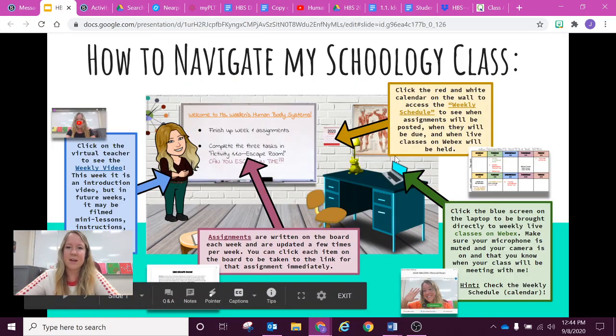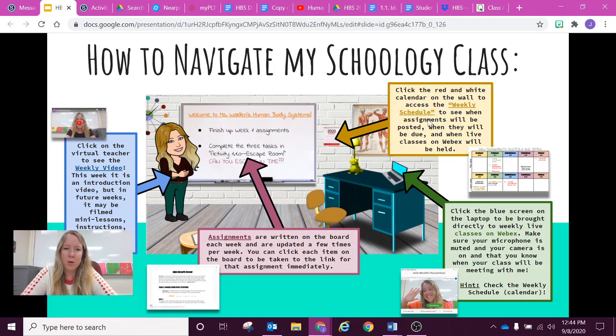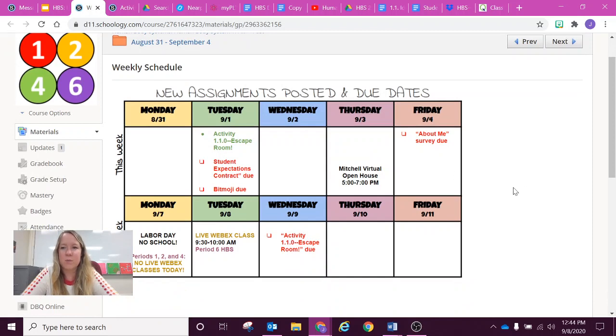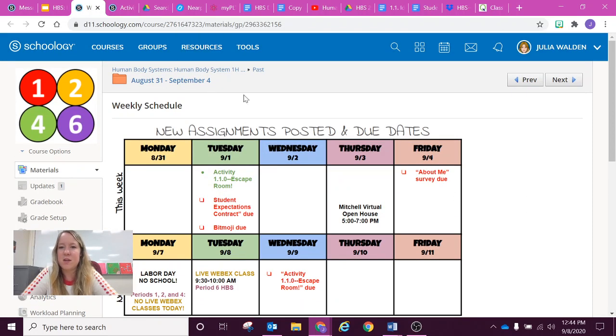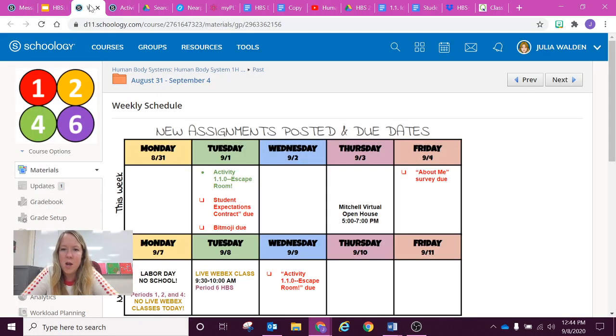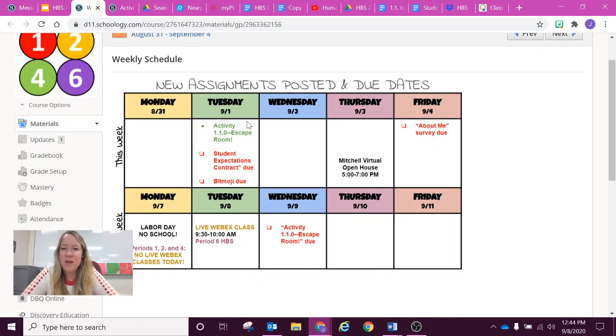Going back to how to navigate my Schoology. So we talked about the weekly video, we talked about assignments. Weekly schedule is a really important place that you need to know about. If you see this red and white calendar on the wall, you can click it and it will actually bring you to the weekly schedule. Now, this is last week's because I was clicking on last week's Schoology page. So last week is when I posted Activity 110, the escape room. And so if you notice, this second week is actually this current week.